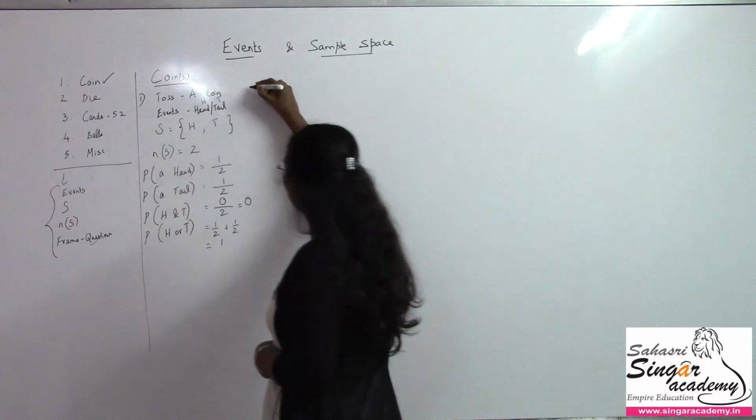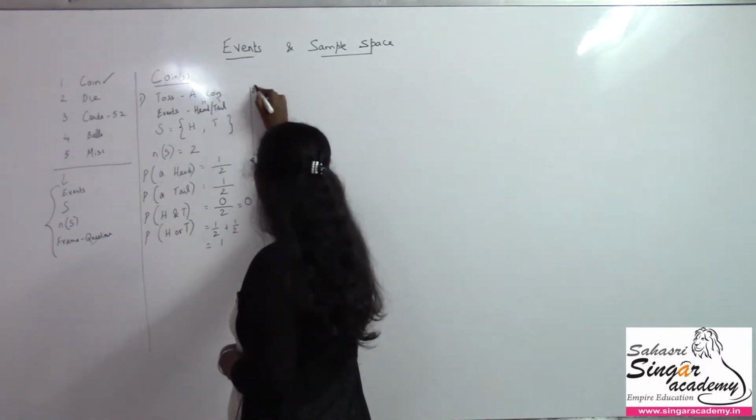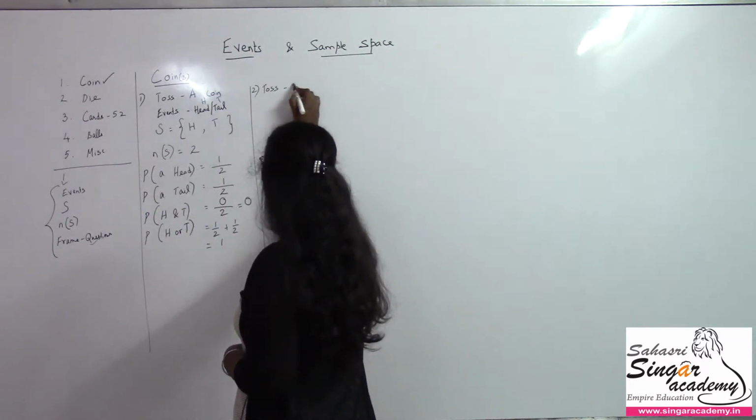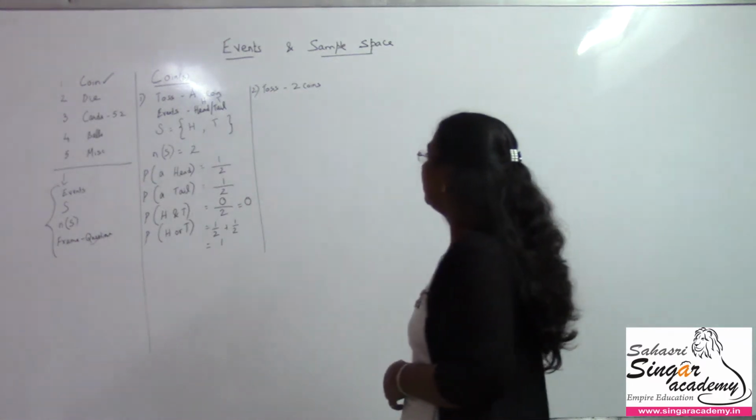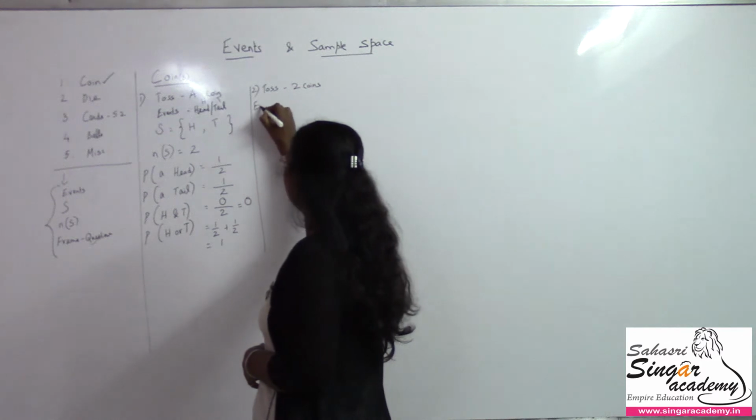Let me go with respect to two coins. Let's see what happens. So I'm going to toss two coins. What are the events I get here?